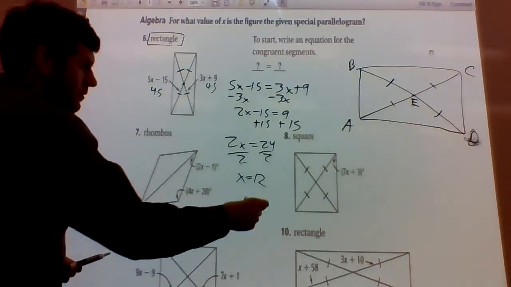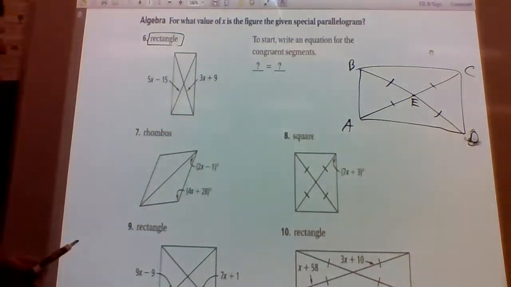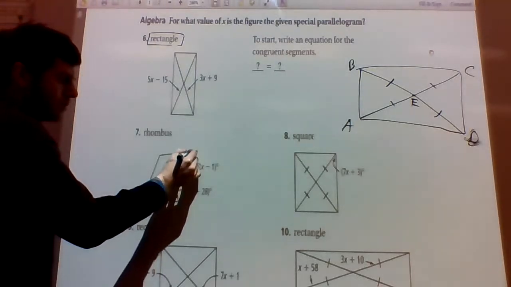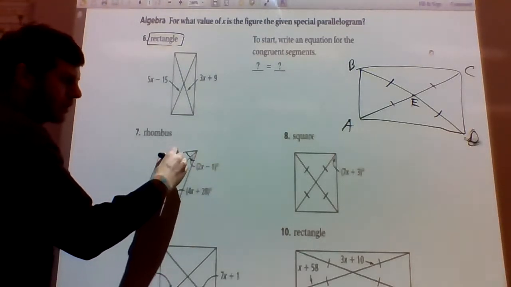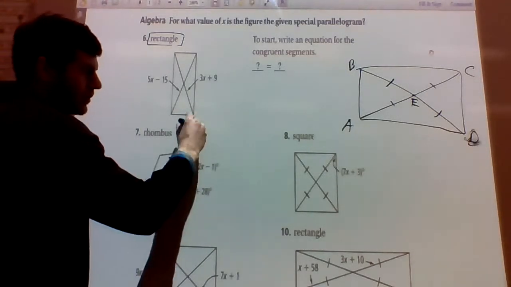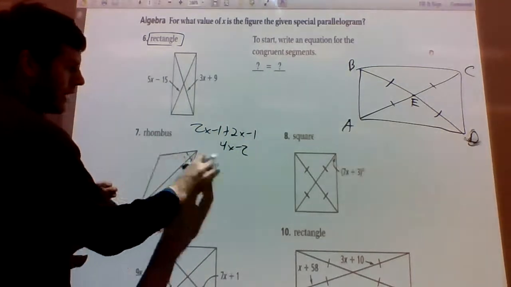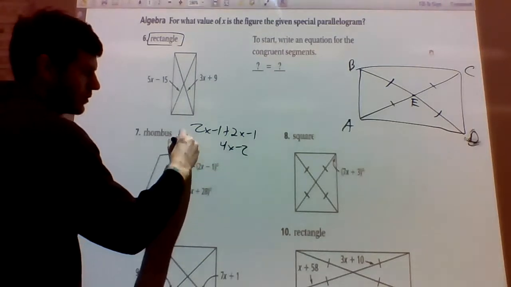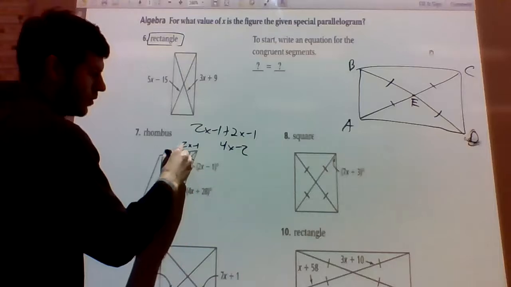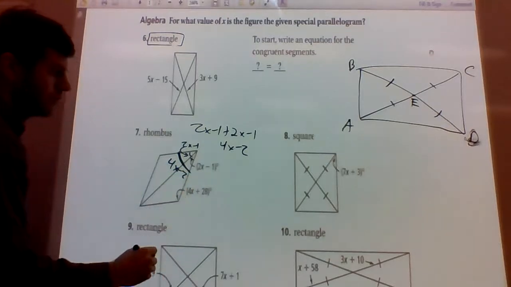Number 7, we have a rhombus. We know in a rhombus that the diagonals bisect the opposite angles. So these two angles are going to be congruent. If this is 2x minus 1, this one is also 2x minus 1. If we add 2x minus 1 plus 2x minus 1, we get 4x minus 2. So if we add these two angles together, both being 2x minus 1, we get this whole angle right here, and that whole angle is going to be 4x minus 2.